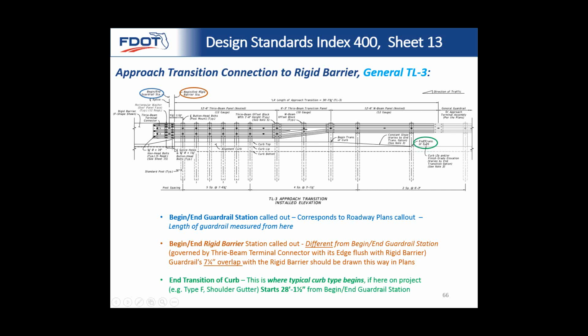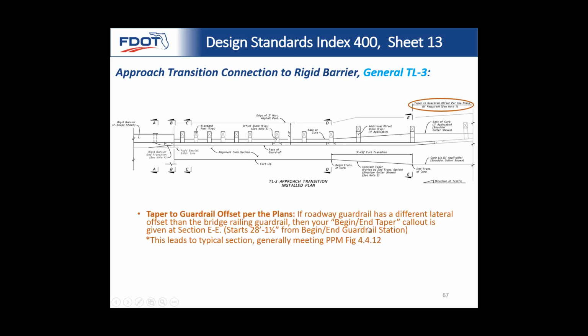And there's the end of your transition of your curb. So you have a curb along here that's called an alignment curb. And by the time you get to here, you'd be switched to a type F or something general, a shoulder gutter or something like that. This is the point here at section EE where you would transition to a typical section per the PPM. So we wanted to make note of that.